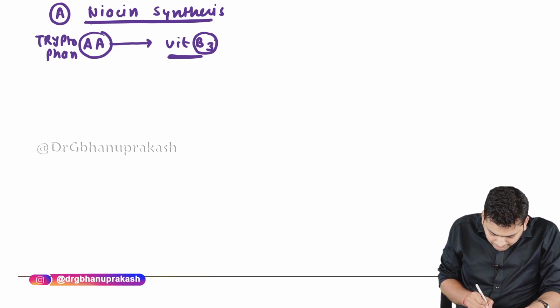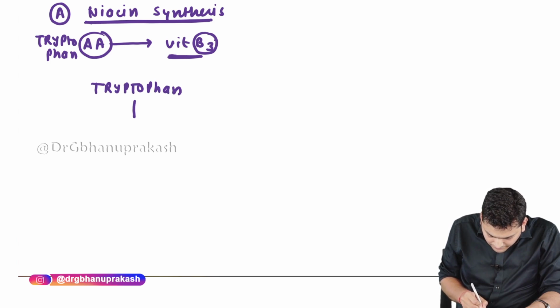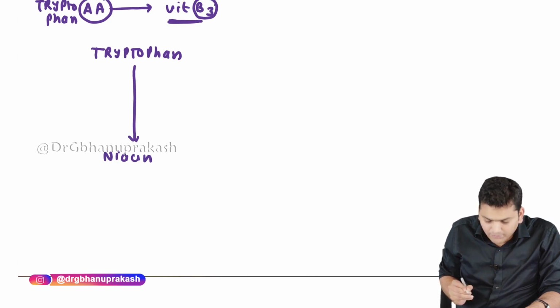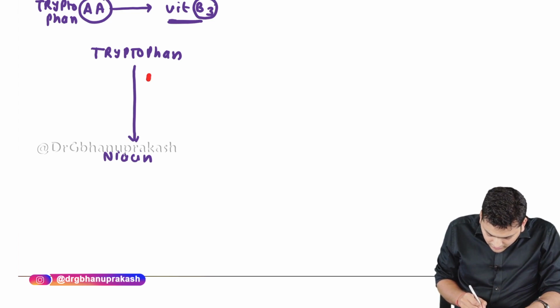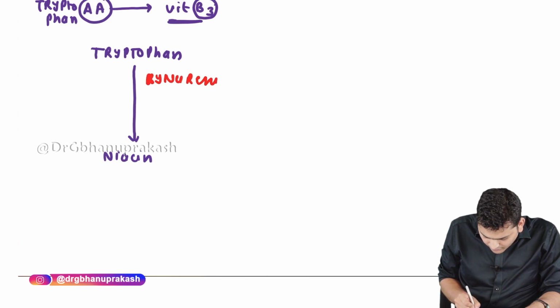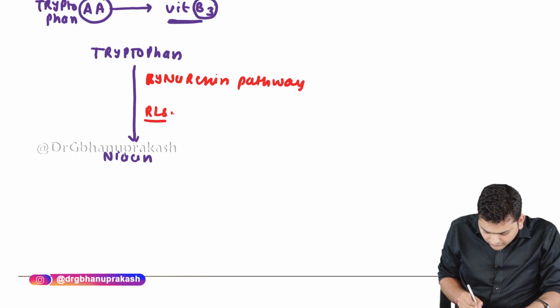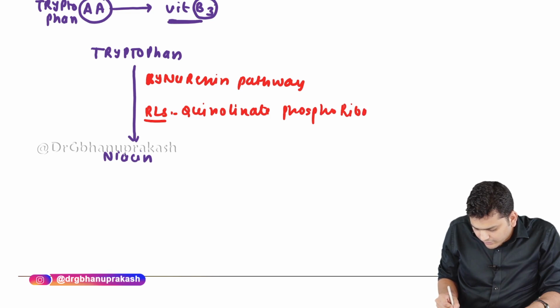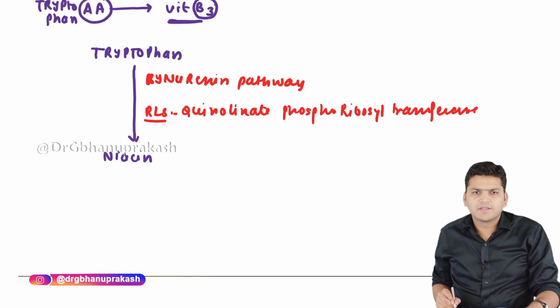When it comes to the reaction part, it is a very long pathway and it is not very important. What is important is the name of the pathway when tryptophan converts into niacin. This is one important question, and the name of that pathway is the kynurenine pathway. The rate limiting enzyme for the niacin synthesis is quinolinate phosphoribosyl transferase.